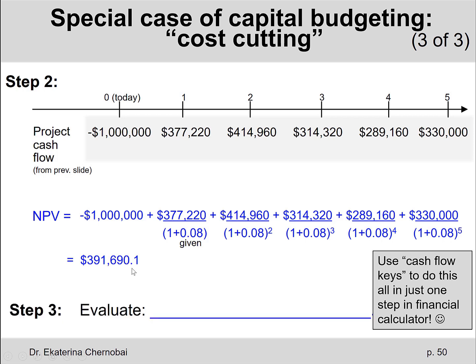$391,690.10. Just like in the previous problem, this answer is positive. The net present value is above $0, so the project should be accepted, which means we should, or Ralph's should buy this cutting-edge cash register because it's going to be a profitable investment.